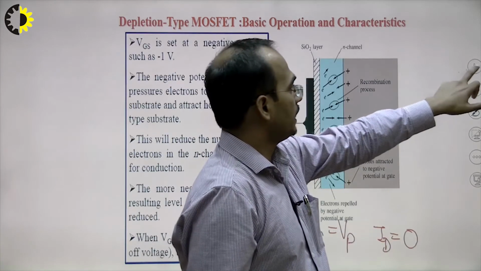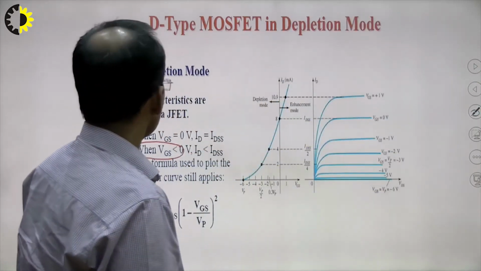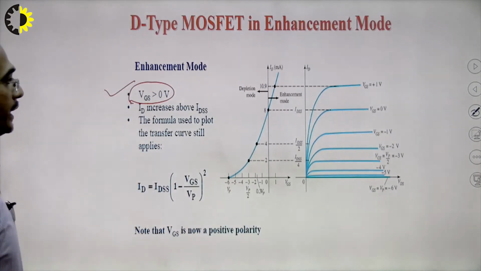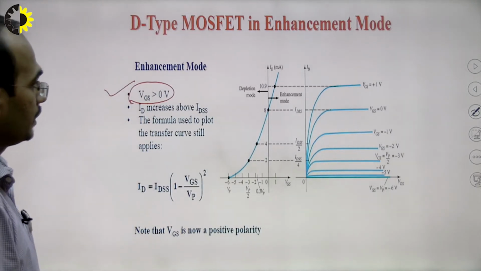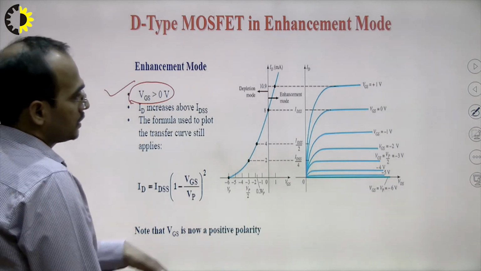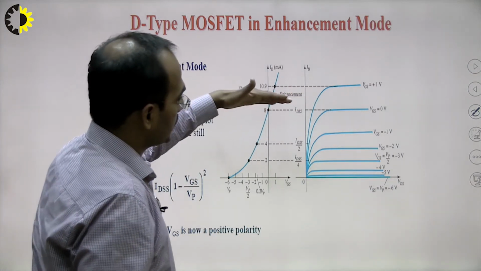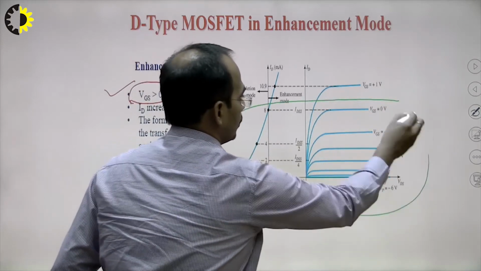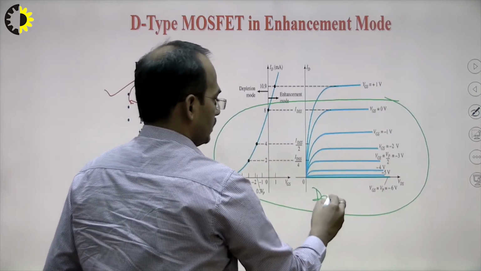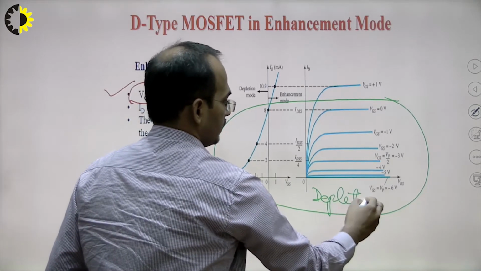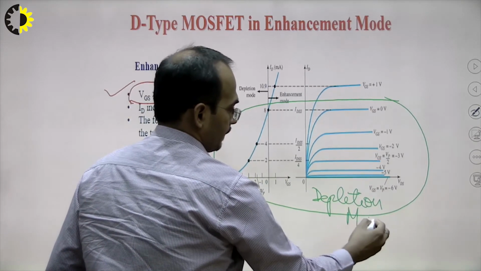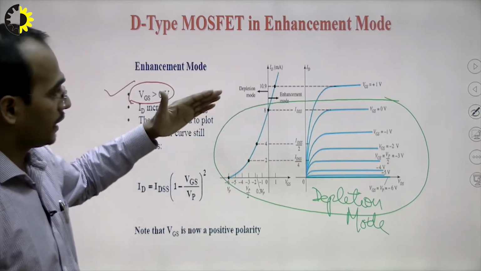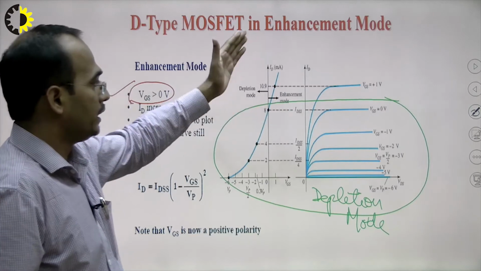So, you can draw the plot for the output characteristic and transfer curve for the enhancement mode. This is where ID is equal to IDSS at VGS equal to 0. This is for depletion mode. When I increase the VGS in the positive direction, the MOSFET will operate in enhancement mode.